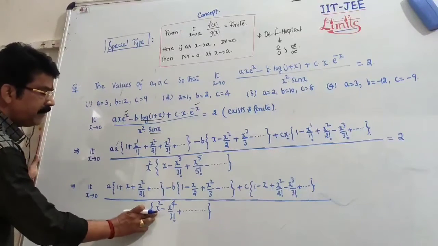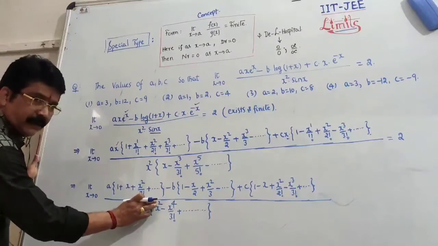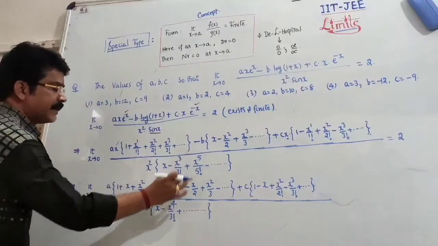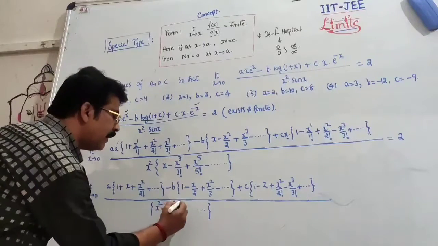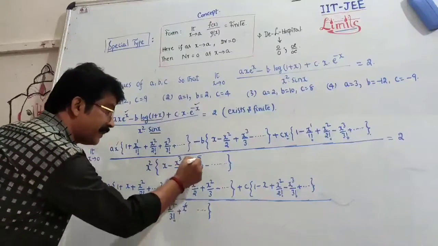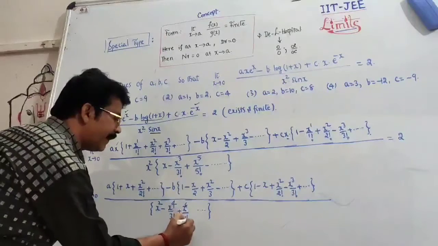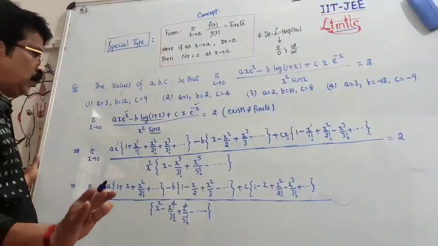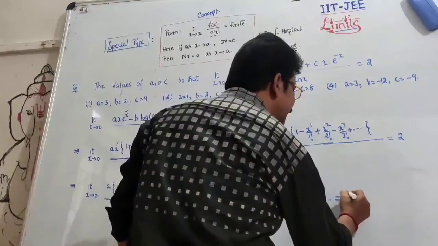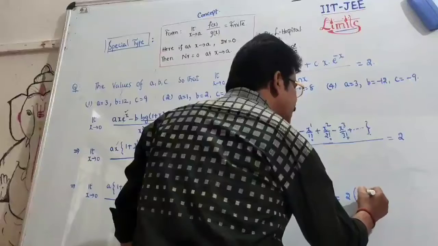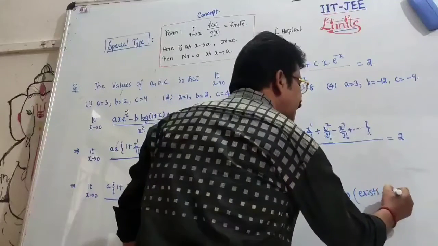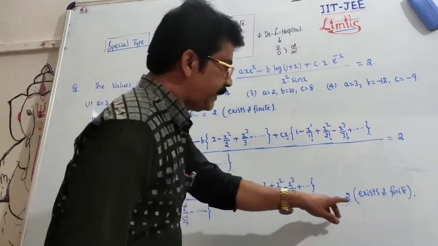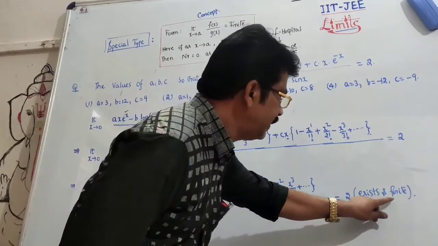So the minimum degree is 2 here: x square, next x to the power of 4, later x power 6, next term x to the power of 6 divided by 5 factorial minus, and so on. Okay, so that is equal to 2. 2 means what? The limit exists and is finite.